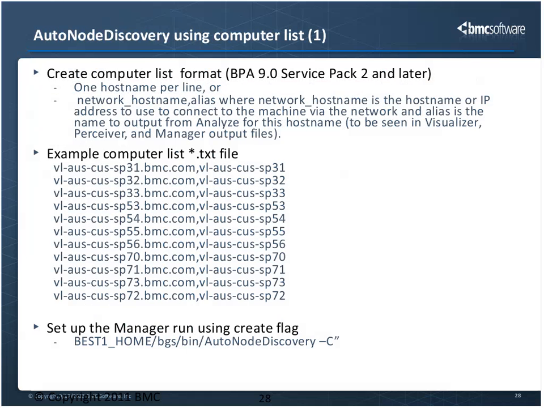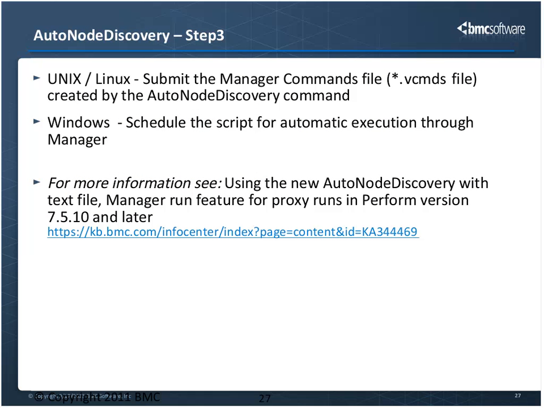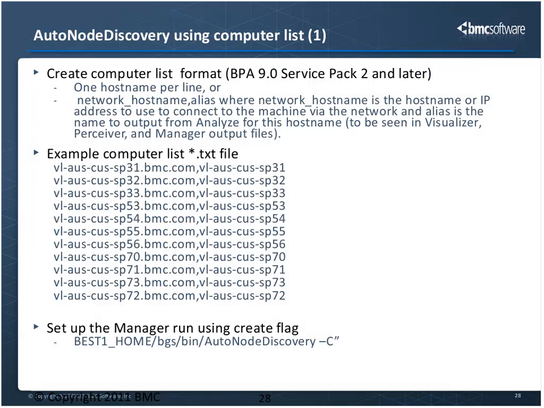I want to talk a little bit about how to do this with a list. If I refer back to this document here, I just want to say a little bit about this. For example, you can use one host name per line. So that would be the host name, this would be the alias name, and you can use an IP address. So your text file would look like this.